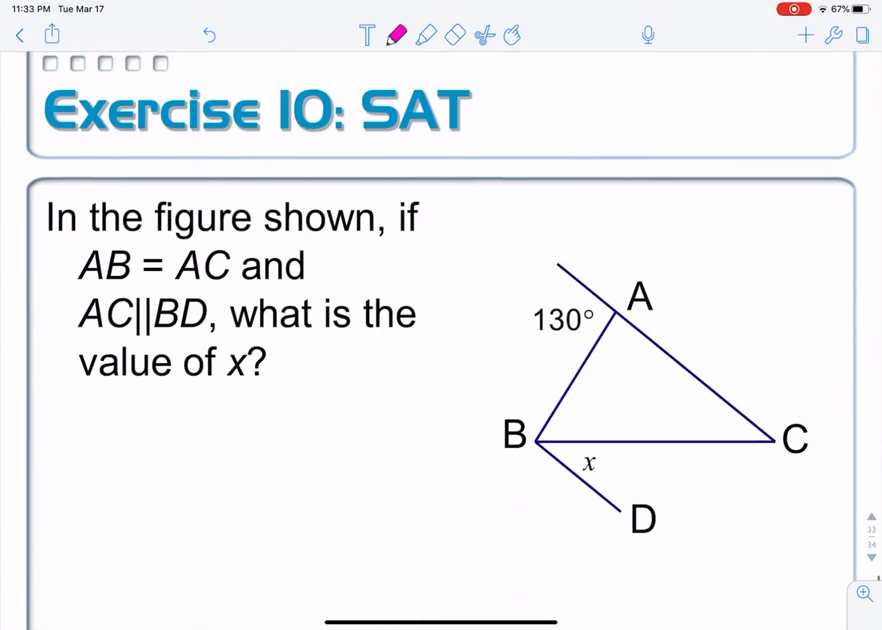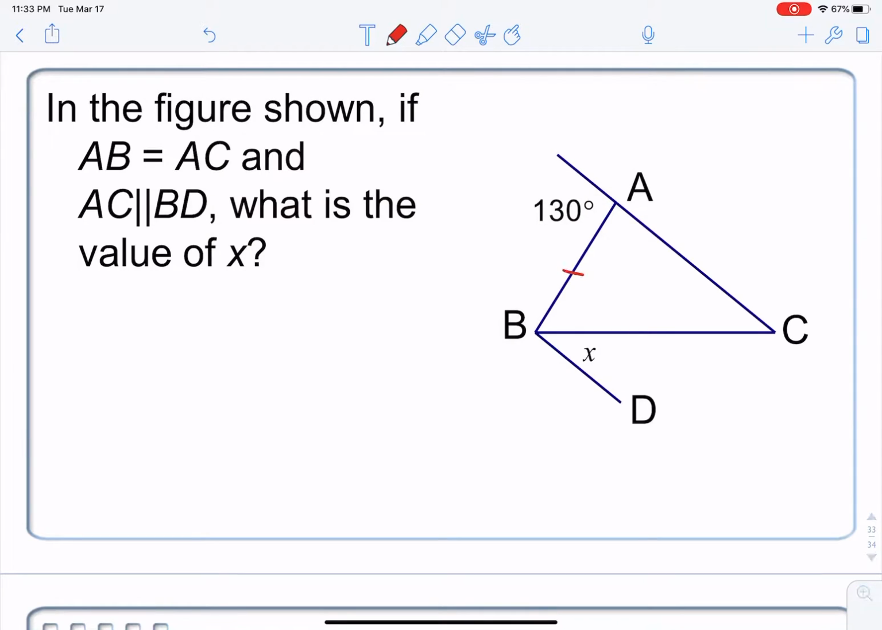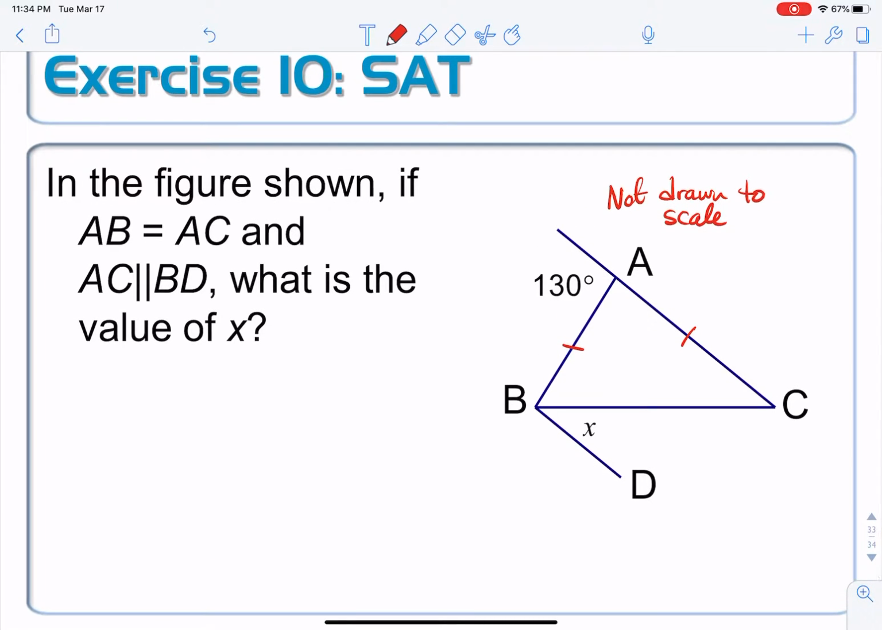All right, so let's do exactly that. Let's mark our information. It says that AB is equal in measure to AC. Doesn't look like it, but it says it. Not drawn to scale. Take my word for it. There we go. Not drawn to scale. And usually SAT problems, if it's not drawn to scale, they'll tell you just like that.